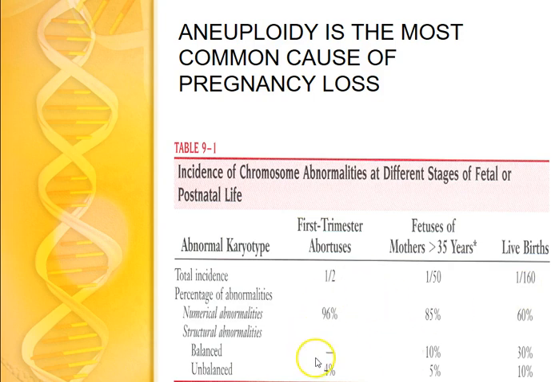When you look at the first trimester losses, the vast majority are numerical, caused by non-disjunction, and about 4% are unbalanced chromosome rearrangements. When you get to women over 35, it drops from 96 to 85%. In live births, only 60% are numerical, a whole extra or missing chromosome. 30% are actually balanced rearrangements that usually don't have a phenotype, and 10% are unbalanced. So of the live births with a chromosomal abnormality, 70% have a phenotype, and 30% are balanced, so they probably do not have a phenotype.